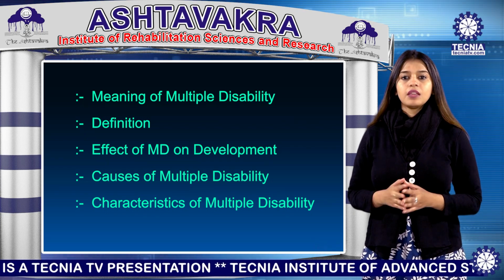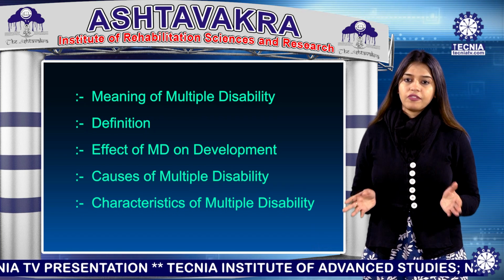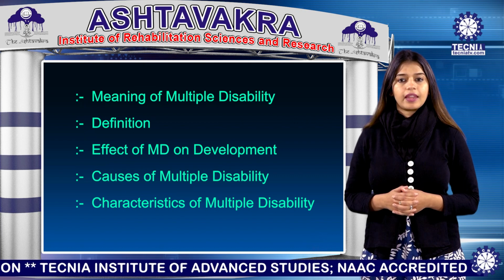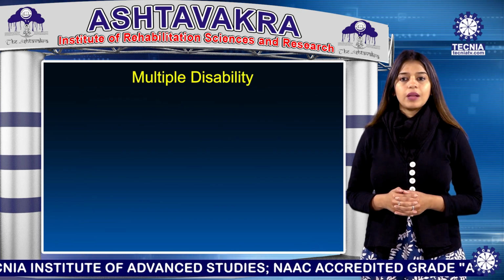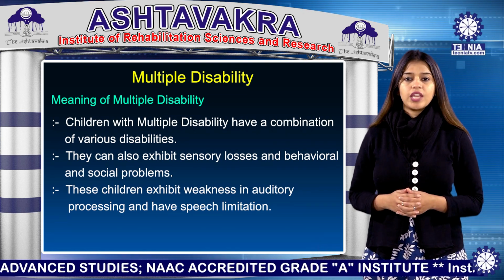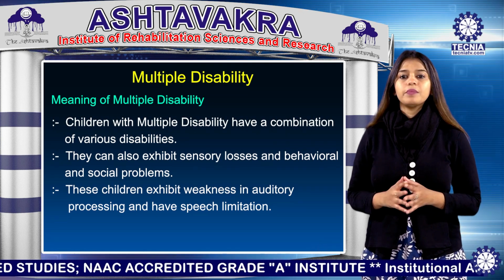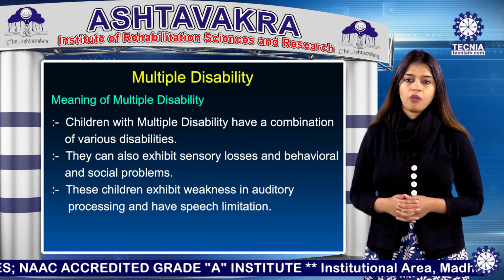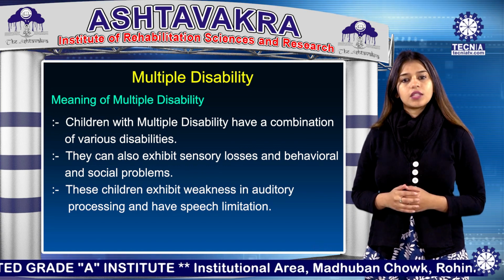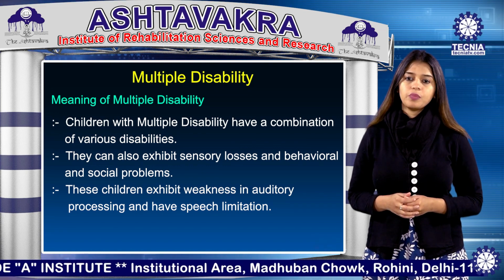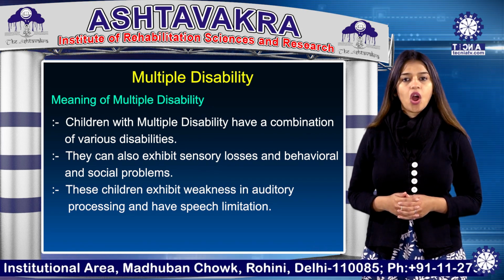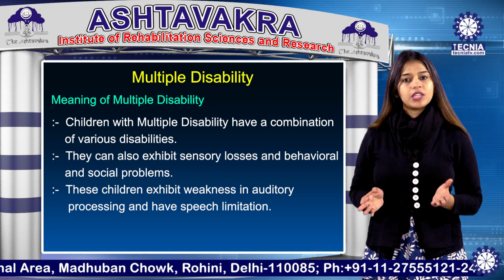First, the meaning, then the definition, effect on development of multiple disability, its causes and the characteristics. First, we will come to the meaning of multiple disabilities. The term multiple disability is general and broad. The children with multiple disability have a combination of various disabilities. This can also exhibit sensory losses and behavioral and social problems. These children exhibit weakness in auditory processing and have speech limitation.